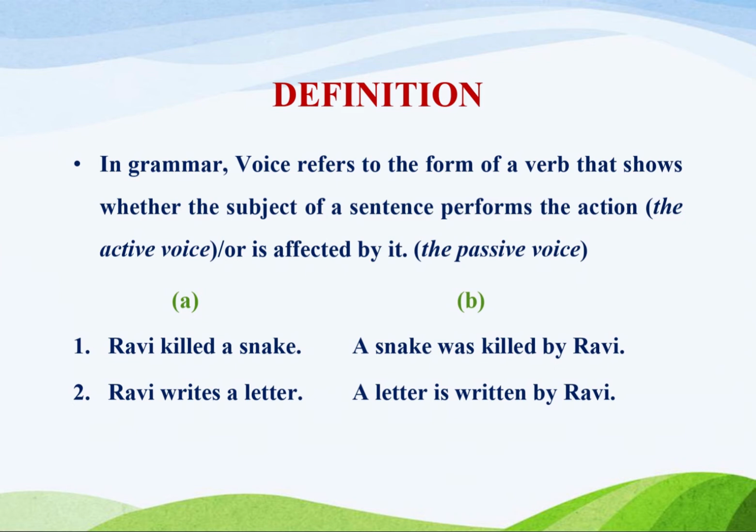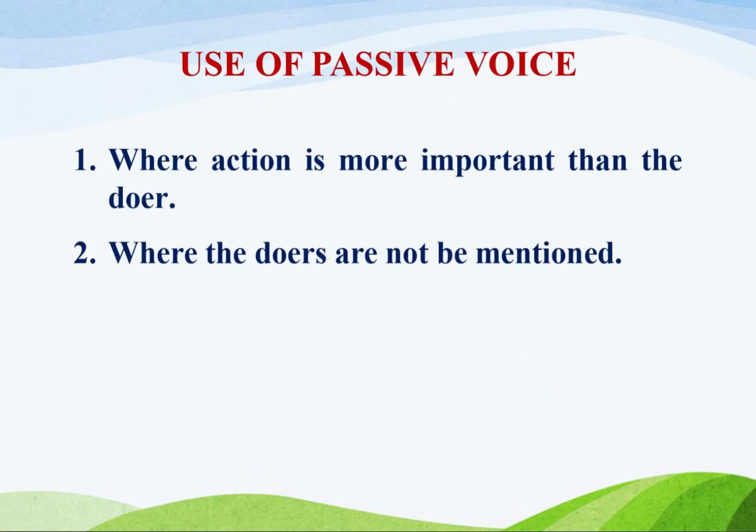So, we can say these verbs are said to be in passive voice. We also see that in passive voice, the action becomes more important than the doer. And moreover, the doers are not mentioned, or they cannot be mentioned, or they are not being given importance. So that is why we use passive voice.